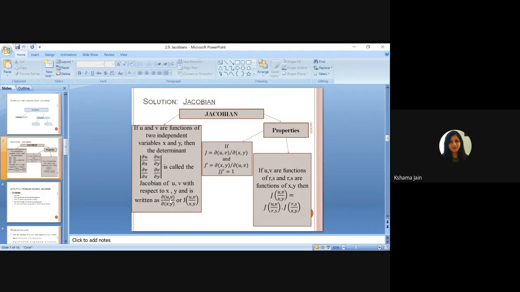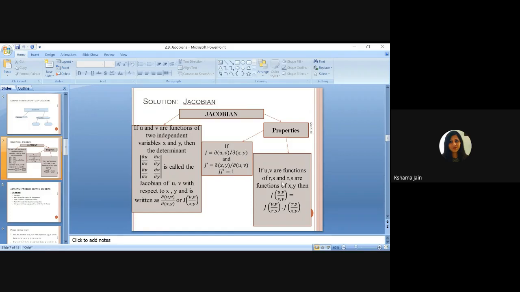And another one, the reverse of this, is called J dash. Here the positions of dependent and independent variables are reversed, so del(u,v) came down and del(x,y) came up. That is known as J dash. And of course, we know that if I write p by q and q by p and multiply them together, it equals 1. Similarly, J times J dash equals 1.